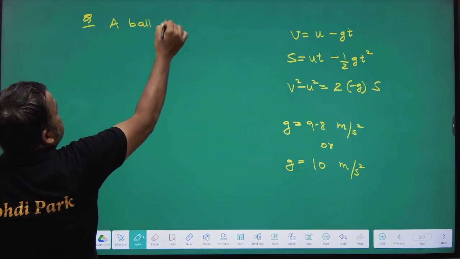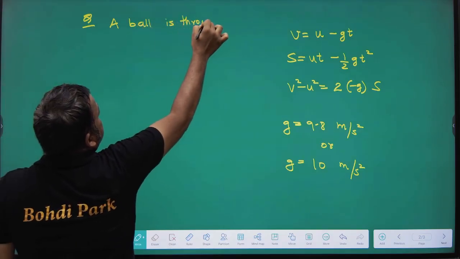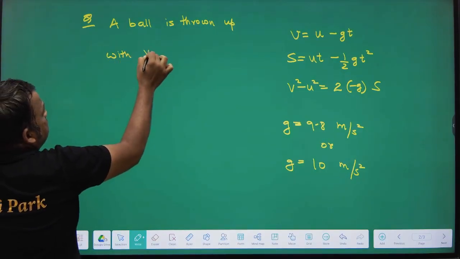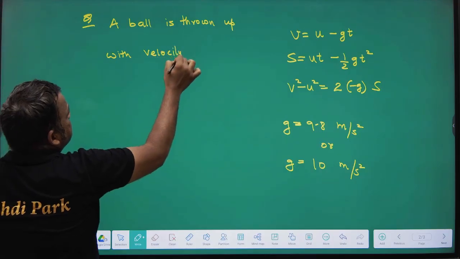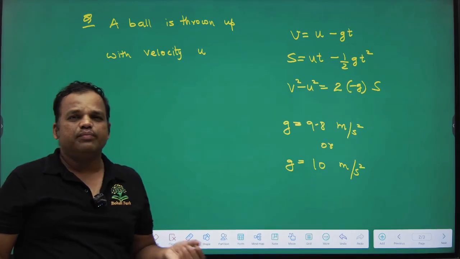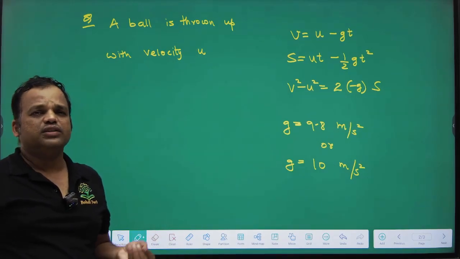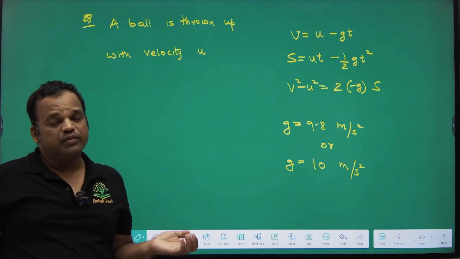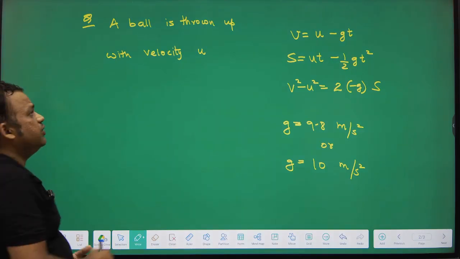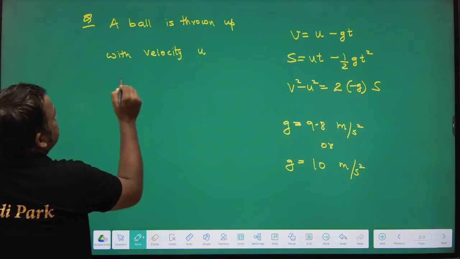A ball is thrown up with velocity u. So this u can be plus 1 meter per second, 2 meter per second, 3 meter per second, 10 meter per second. It will be positive because it is thrown up. So initial velocity is positive.